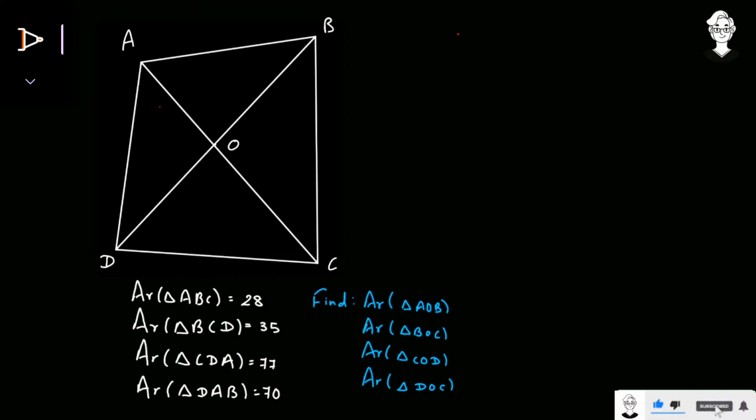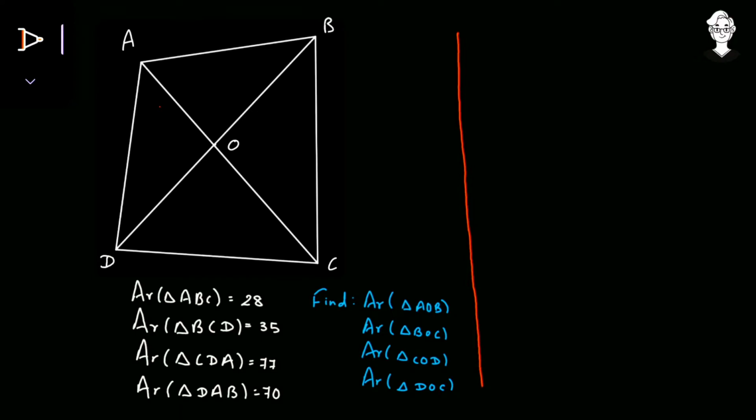So first of all, what I will do is take these areas as some kind of variable. So let the area of the triangle AOB be A, the area of the triangle BOC be B, DOC as C and DOA as D. So these are the four areas considered. Now these four things have been given, so we can just generate them as these kinds of variables.